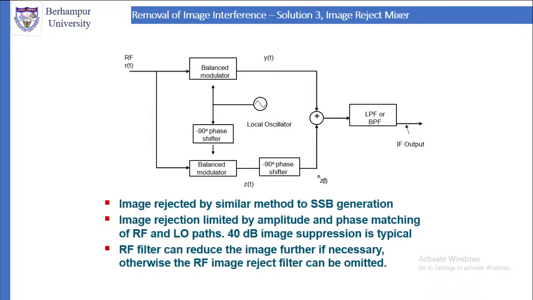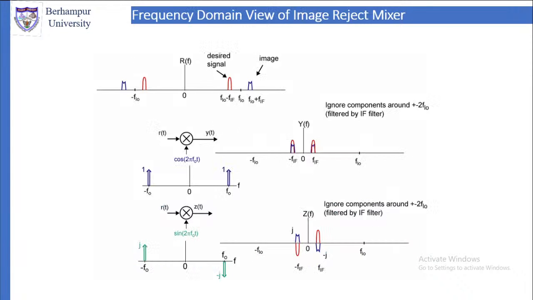In this way, the image is rejected. A similar method is the method of generating SSB, or single sideband modulation. So, single sideband generation like this. Image rejection is limited by amplitude and phase matching of the RF and the low pass path. 40 dB image suppression is typical here. An RF filter can reduce the image further if necessary. Otherwise, the RF image reject filter can be omitted.